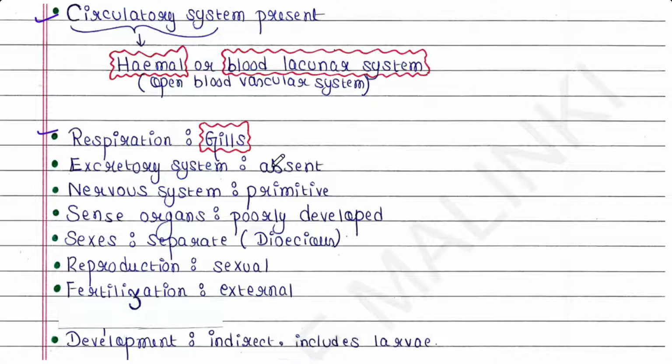Respiration occurs by gills. They have gills. So excretory system is absent in them. They do not have any proper excretory system. Nervous system is very primitive type. Sense organs are poorly developed in them.